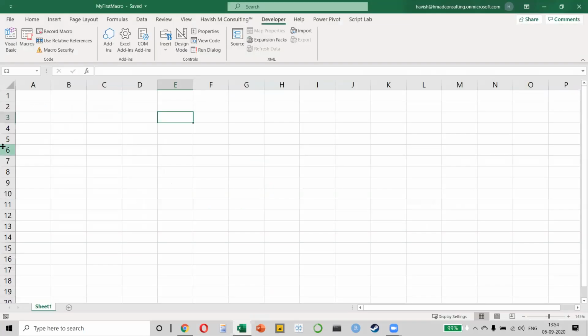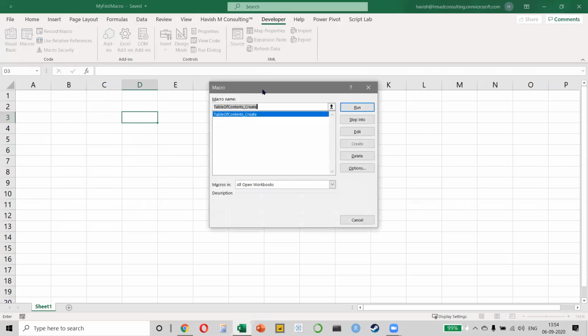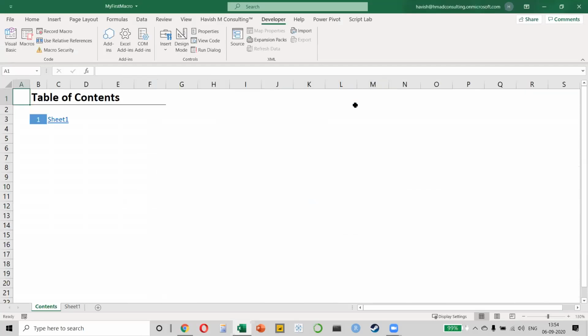Watch this. If I click on Developer and Macros, you would notice that it is giving me a macro called Table of Content Create. This is a program that I've created. And when I click on Run, what will happen? It will make a new sheet called Contents. Table of Contents is sheet number 1. Now you might say, what's the big deal? It just created a hyperlink to sheet number 1.